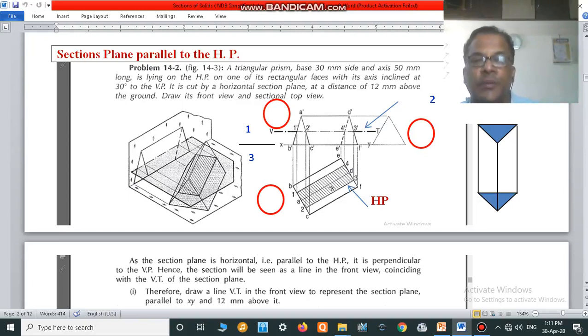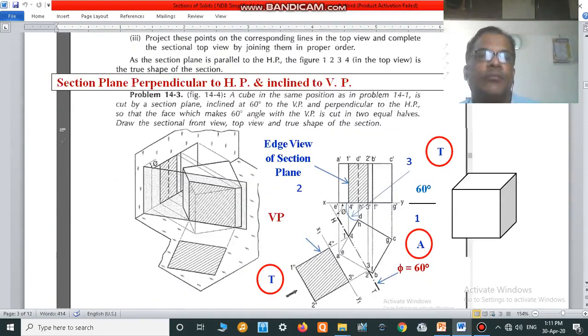So this is again the true shape. Why is it the true shape? Because this edge view is parallel to the reference line. Here the section plane is parallel to HP, so the edge view you can see in the VP. So start with the edge view and then you complete this as the true shape here.